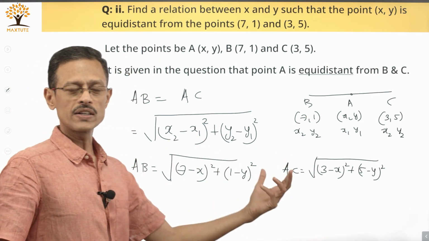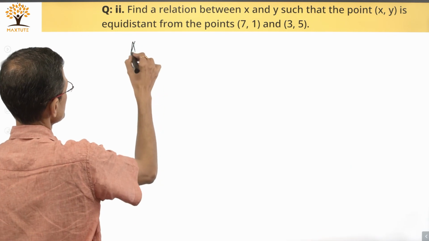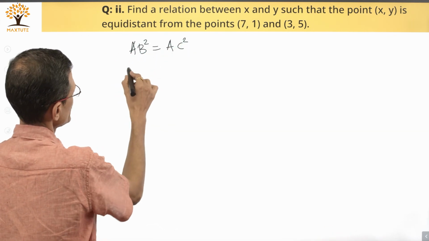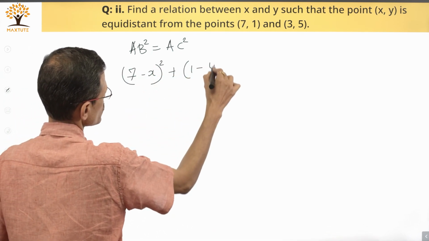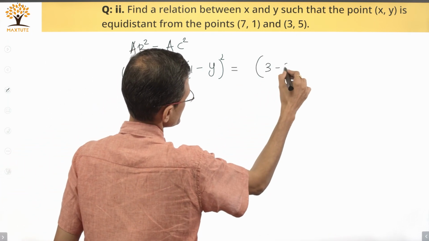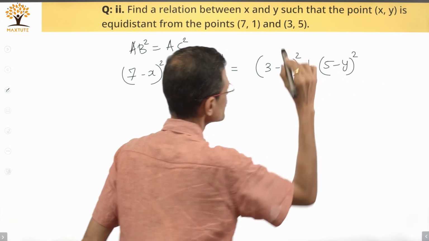If AB is equal to AC, then AB square will be equal to AC square. Let's equate AB square to AC square. What is AB square? AB square is 7 minus x the whole square plus 1 minus y the whole square, is equal to AC square, which is 3 minus x the whole square plus 5 minus y the whole square.